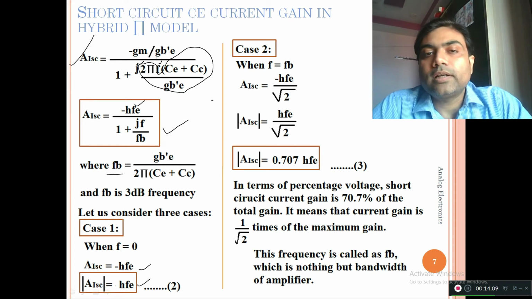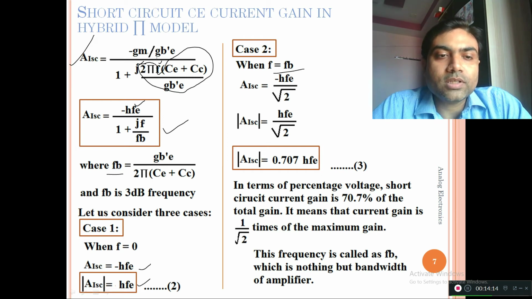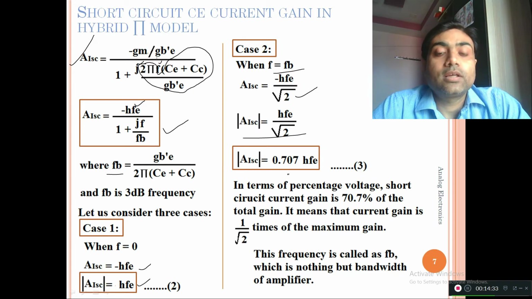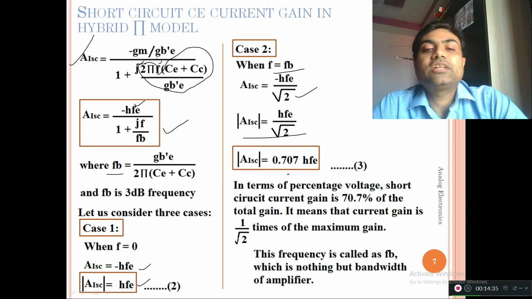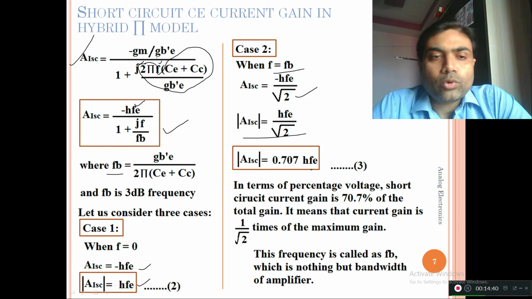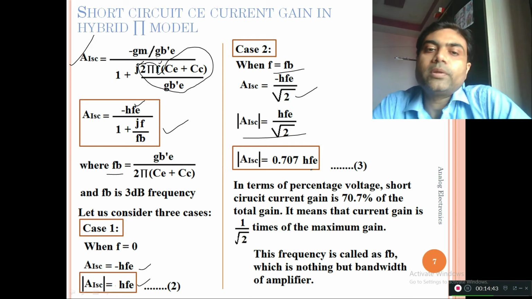Now let us consider the second case, when f equals f_B. If f equals f_B, this gets cancelled out, and for 1 plus j1 we can calculate the equivalent complex value, which is under root 2. So what is the value of A_ISC? Mod of A_ISC is h_FE upon root 2, or if we solve this, A_ISC is equal to 0.707 of h_FE. So what is the meaning of equation number 3 for me?